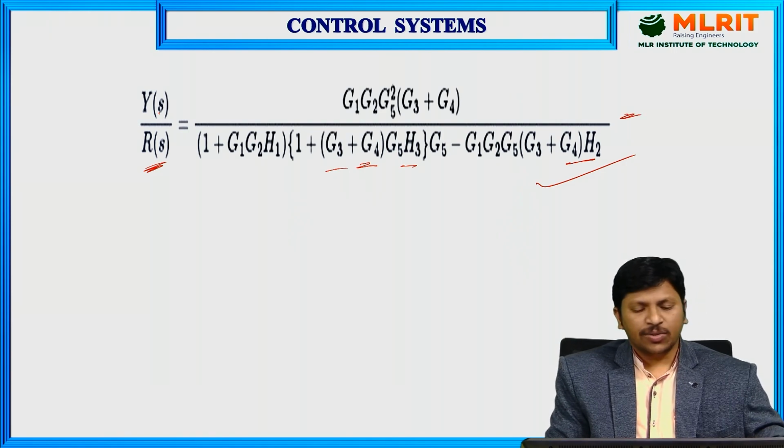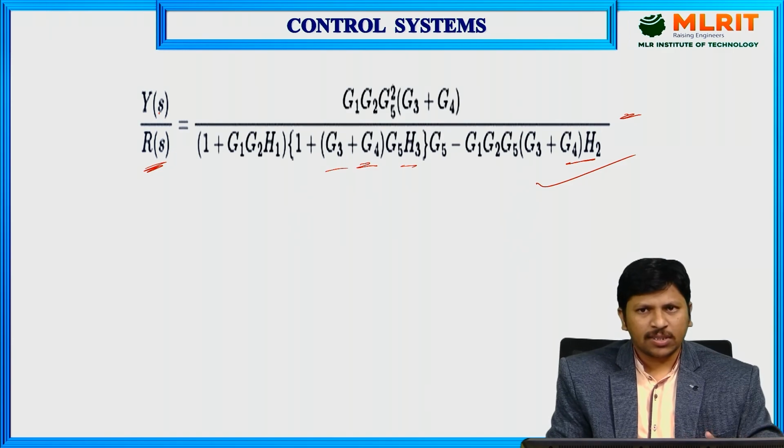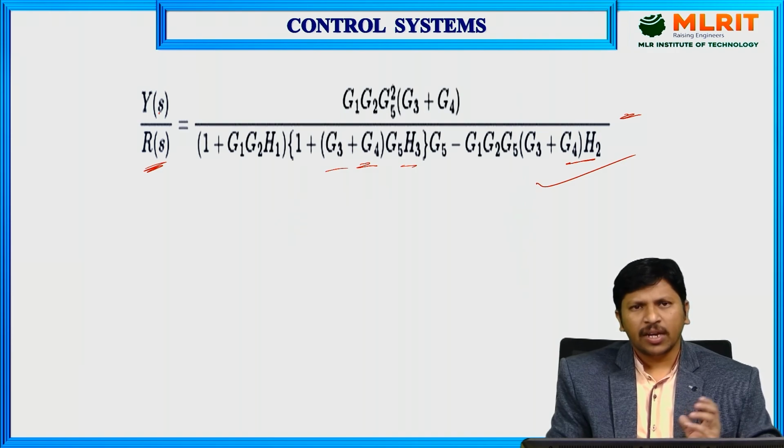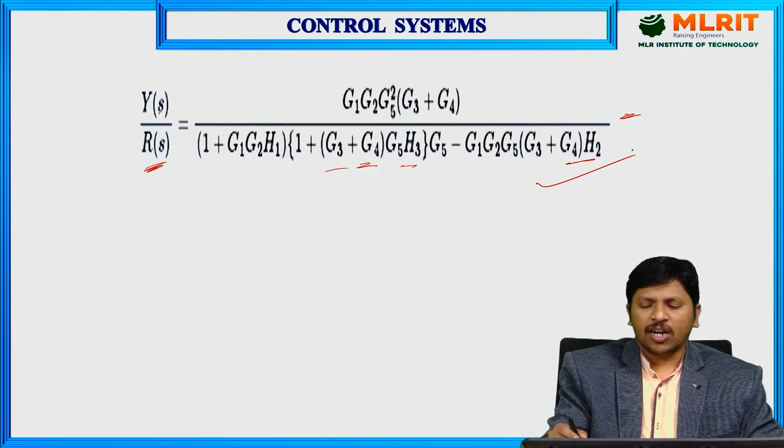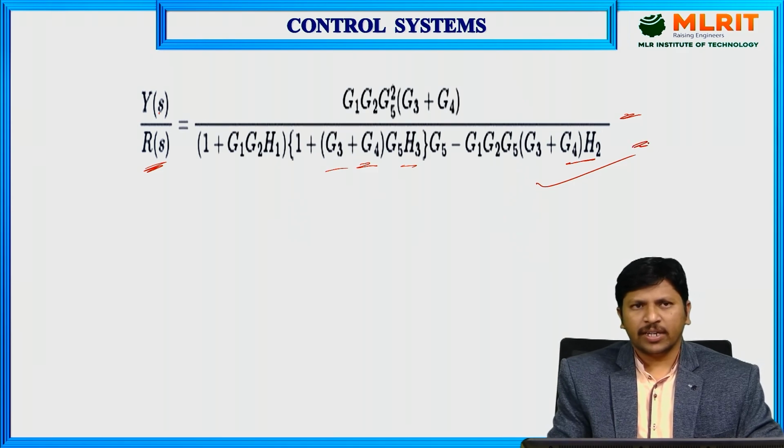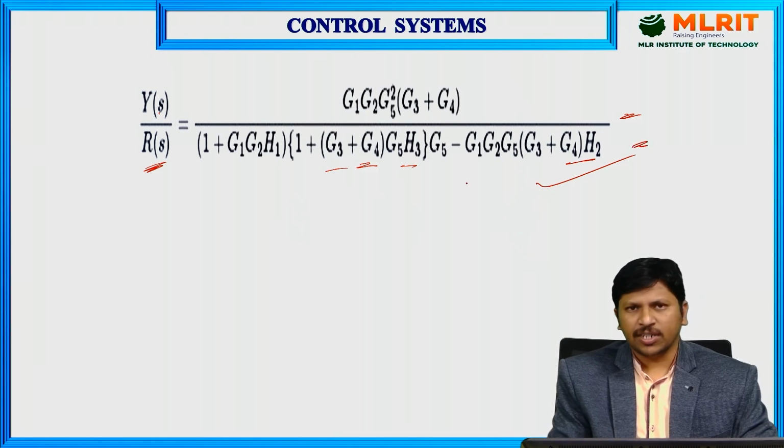Here we used the rules for reducing cascaded blocks, negative feedback loops as well as positive feedback loops, and also take-off point moving after the block. All these rules are applied to this given block diagram. Finally, we get the transfer function of the given block diagram. This is the final transfer function.